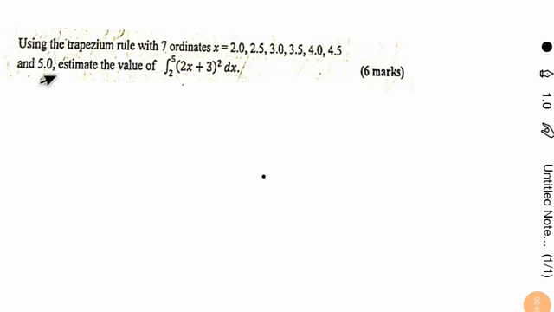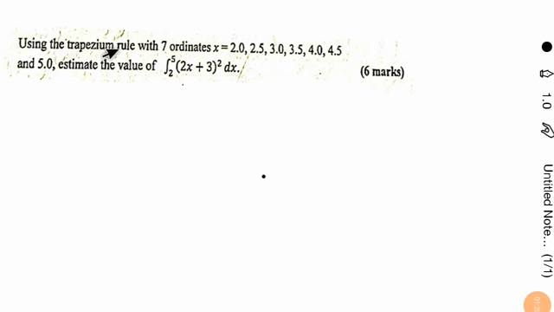The question is that using the trapezium rule with 7 ordinates of S, where S is equal to 2.0, 2.5, 3.0, 3.5, 4.0, 4.5, and 5.0, estimate the value of the integral from 2 to 5 of (2S plus 3) squared dS. So to solve this, the question said that we should use what?